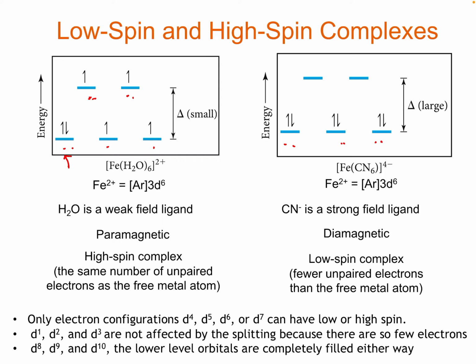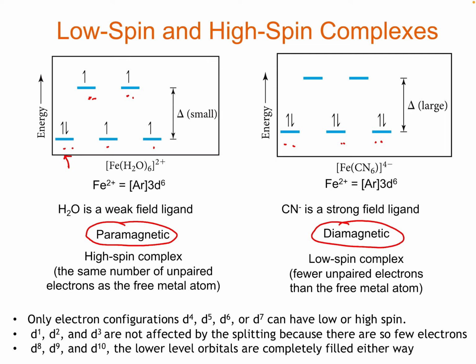So in the case on the left, our water compound, this is paramagnetic, because it was able to use all of those orbitals before it needed to pair up. Well, the one on the right, our cyanide compound, that's diamagnetic, because that splitting energy was so large that it needed to pair up its electrons before it could add any to that higher energy level.